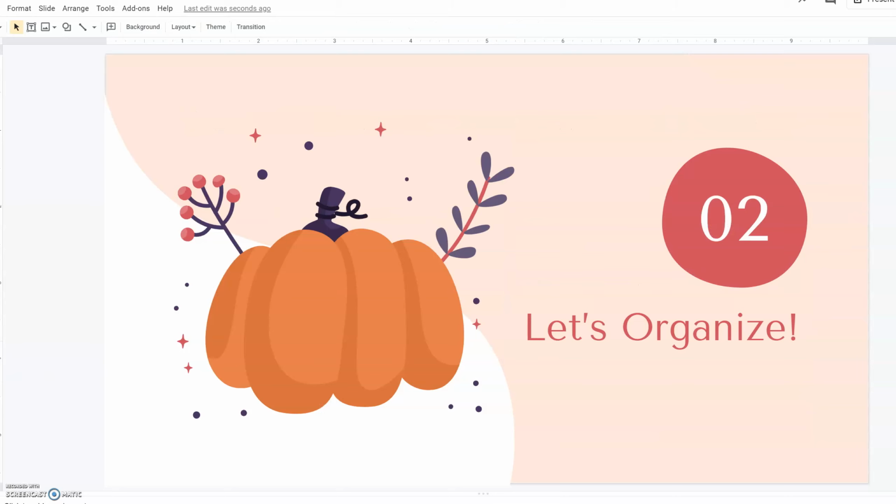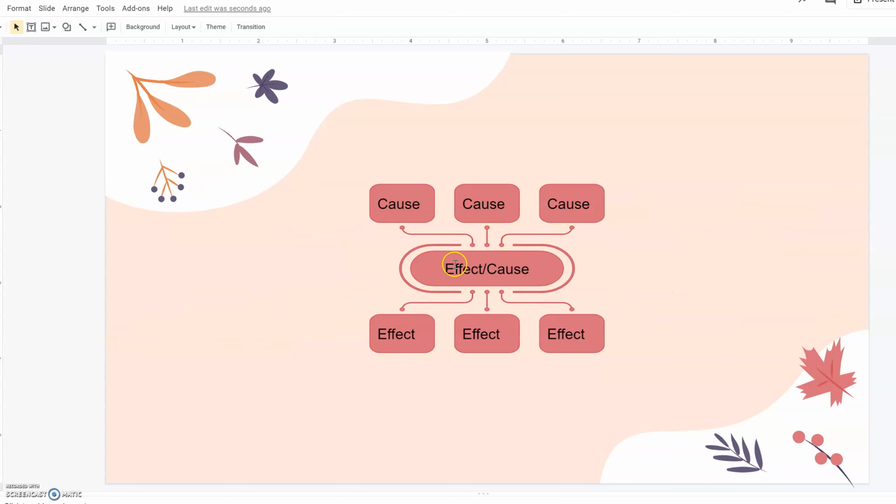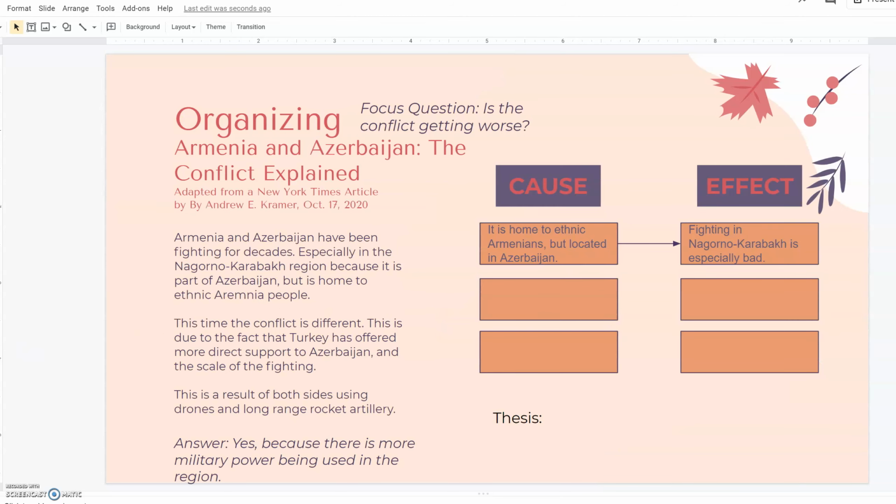Something that will help us figure out that evidence and whether it supports it is to organize it, right? So cause and effect can be organized in a couple of different ways. We got multiple causes for one effect, multiple effects to one cause, or you might have a mix where causes create some sort of effect, which then becomes a cause, right? All right, so if we're trying to organize that, you can see I did one already. It is home to ethnic Armenians, but located in Azerbaijan. The effect is that fighting in Nagorno-Karabakh is especially bad, right?